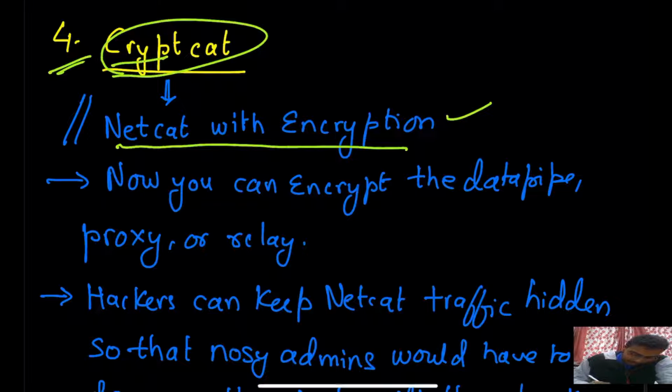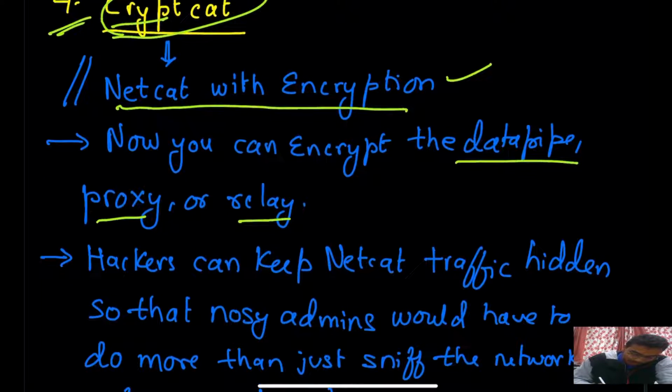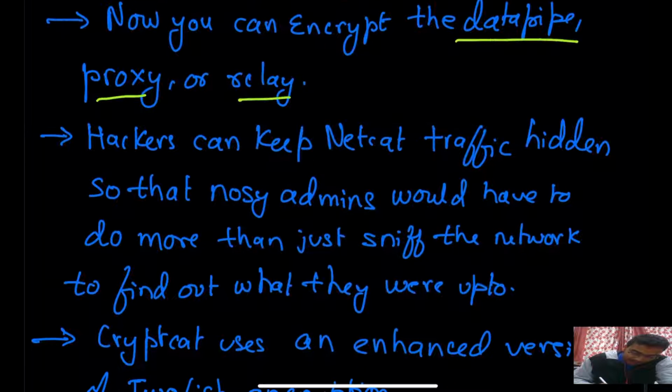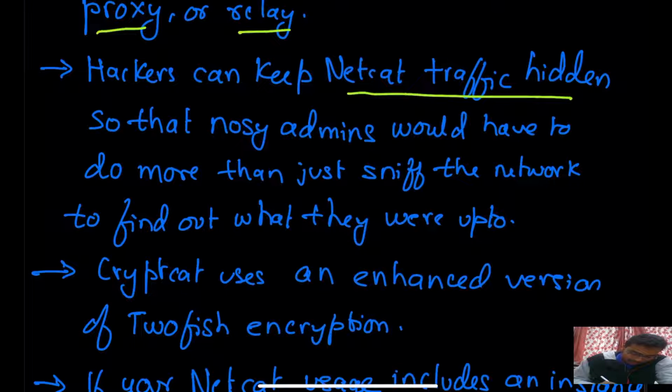Now you can encrypt the data pipe, proxy, or relay. What is the advantage of that? Hackers can keep netcat traffic hidden so that nosy admins would have to do more than just sniff the network to find out what they were up to. Okay. Cryptcat uses an enhanced version of two-fish encryption.